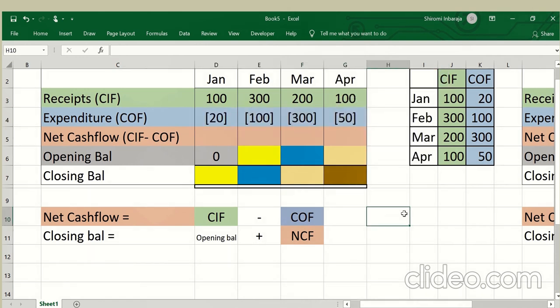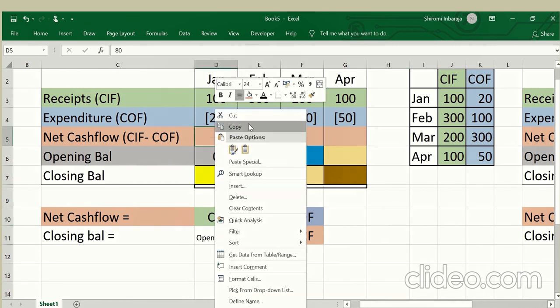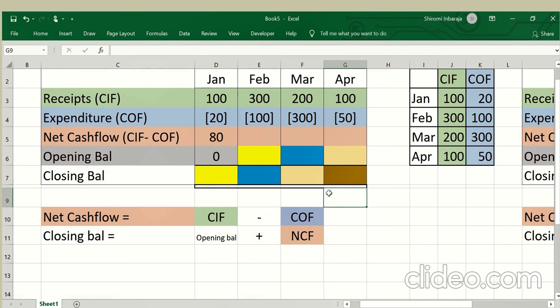Now, by finding the difference between cash inflow and outflow, we can find the net cash flow. Positive 100, take away negative 20. Therefore, you get positive 80. And this business has started in Jan, considering there isn't any opening balance. Therefore, 80 plus 0. You end up getting the answer of 80 as the closing balance for Jan.